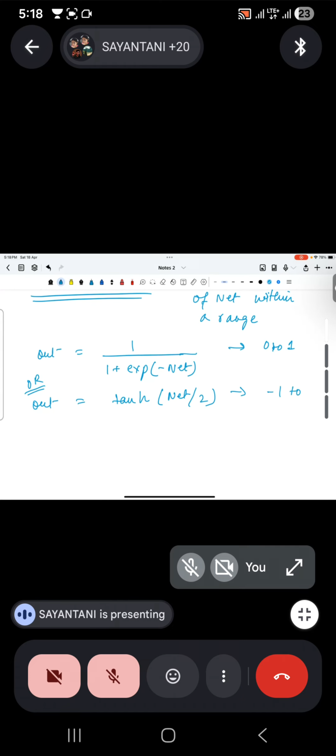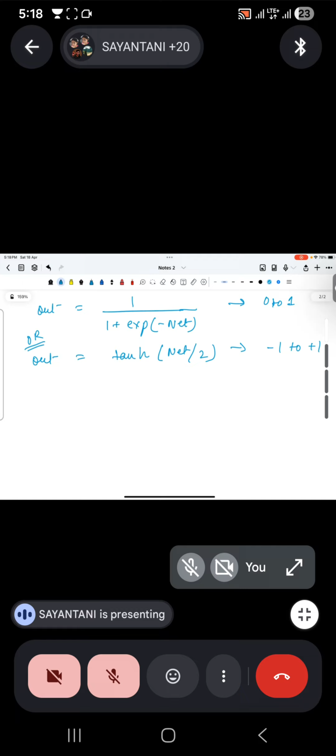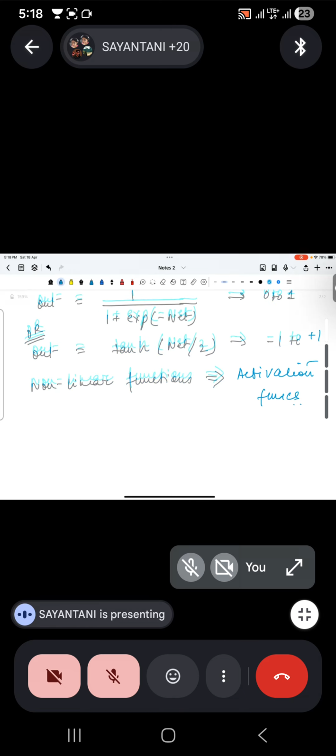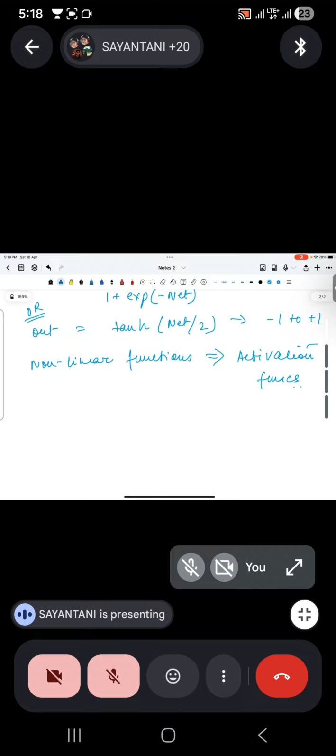So your value gets limited between +1 to -1. So you can use different types of functions in order to limit the value of your output. Now these are all nonlinear functions: sigmoid function, hyperbolic tangent. You are familiar with all those functions, right? So these nonlinear functions, when I'm applying them to any kind of artificial neural network, they are referred to as activation functions. This is the term which is used: activation functions, so nonlinear functions. And you can use any type of function as per your need.